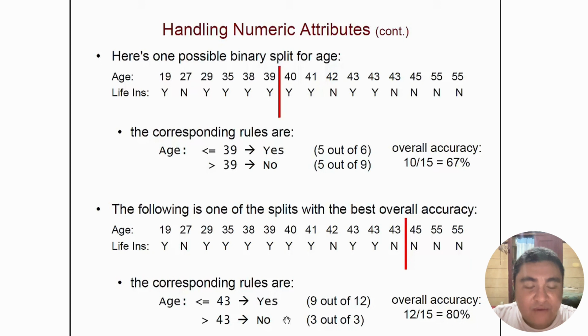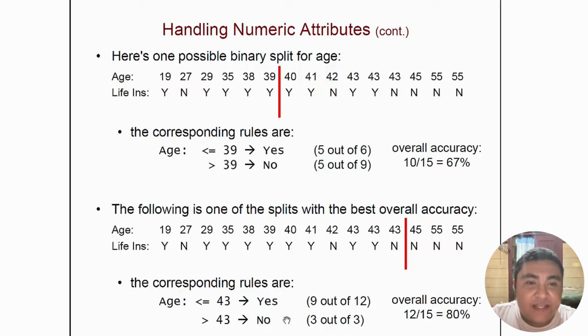Okay? That's 5 out of 9. Now 9 plus 6, that's 15. 5 plus 5 is 10. So 10 divided by 15, times 100, is 67%. Now, if you follow this rule, one rule generated by the split, then we can say that 67% of the generated answers, if it's based on the age, will be correct with this kind of split. Okay? Now, let's go to the second one.